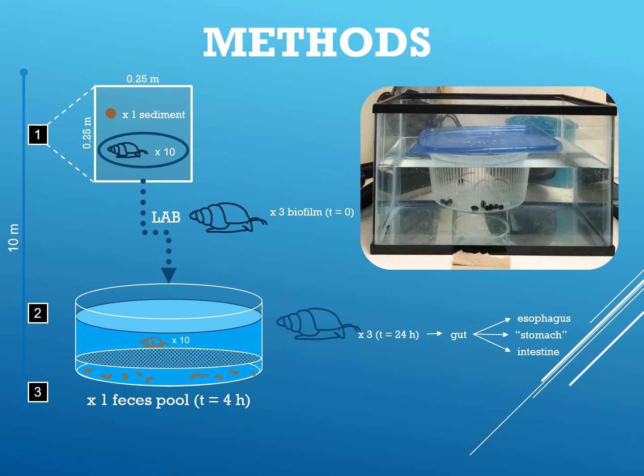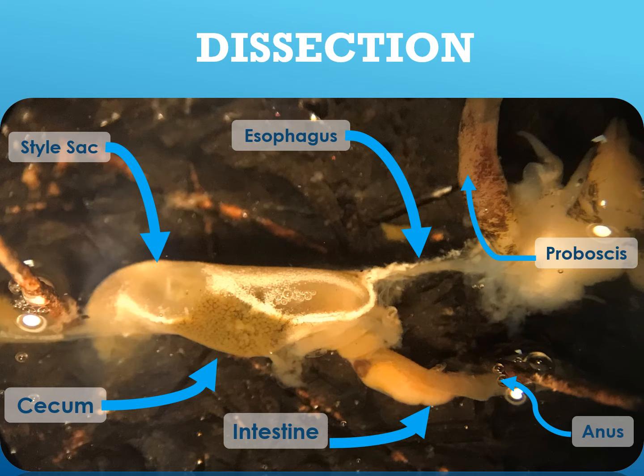The sieve allowed for fecal matter to pass through to the base of the tank and prevented snails from consuming the fecal material, which was collected 4 hours later. Snails remained in the sieves for 24 hours to clear the digestive tracts. Then we dissected the snails, removing three gut sections: the esophagus, the cecum-style sac, or what I'll call the stomach from now on, and the intestine. Because the snails were small, several gut sections from multiple snails needed to be combined.